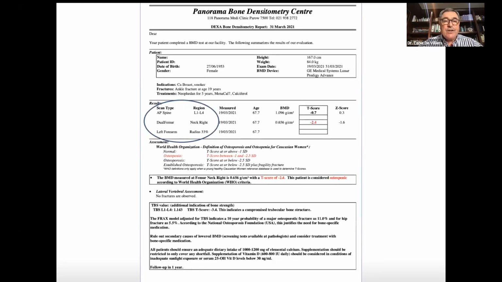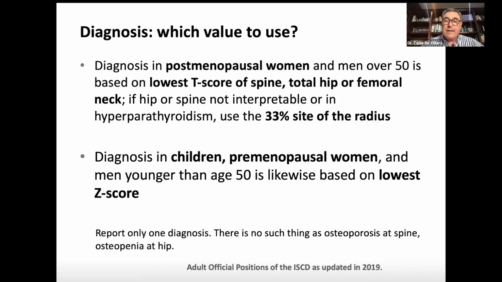So which region should be used? We have spinal, we have femur, and we have the left forearm. So let's first see which value should be used. The diagnosis in postmenopausal women should always be based on the lowest T-score of either the spine, which is L1 to L4, or the total hip or the femoral neck. So that would be, in 95% of cases, the lowest of any of those three.